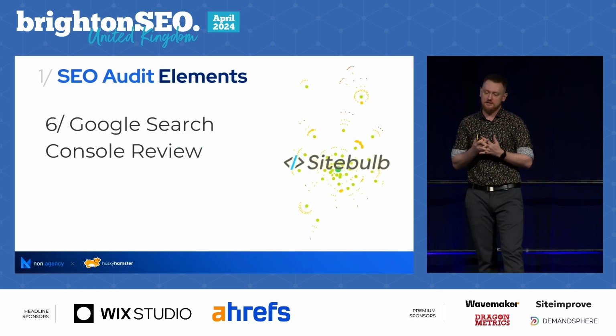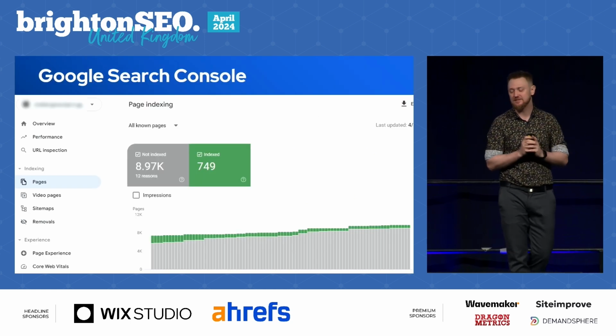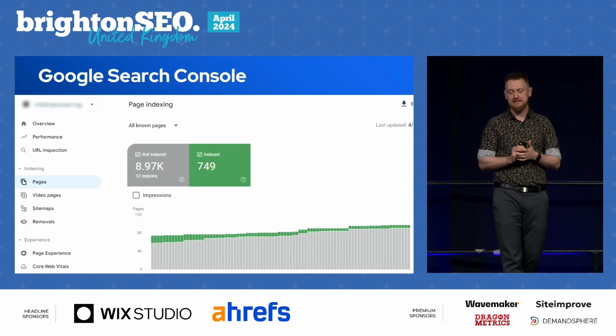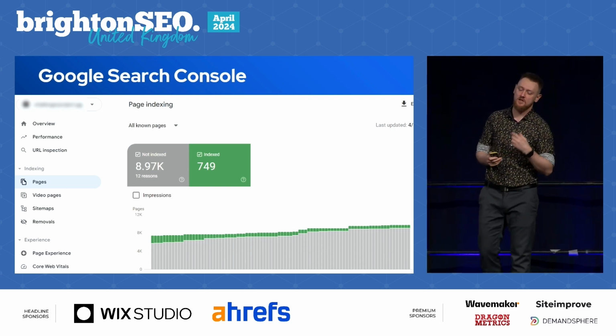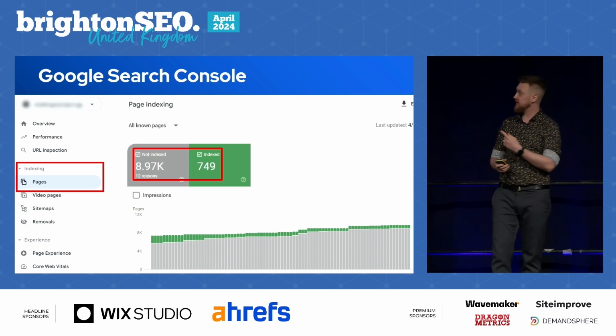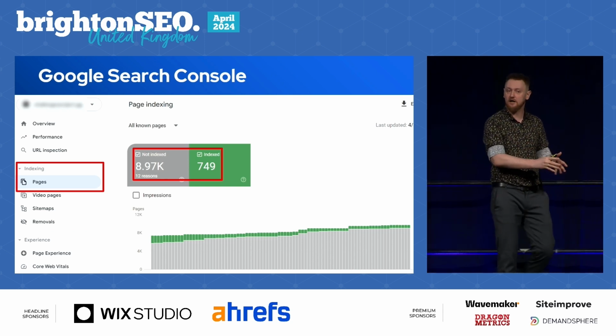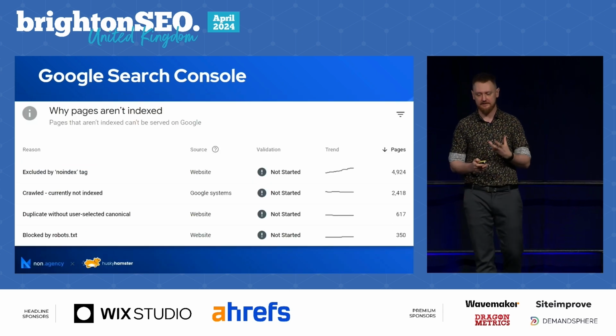Next part was we looked at Google Search Console. We did a full review. I specifically focus on indexing. There's a lot you can do with Google Search Console in terms of analysis, but I really like looking at indexing. And whenever you see something like this, where you have a lot of pages that aren't indexed versus how many were indexed, then you have to dig deeper.